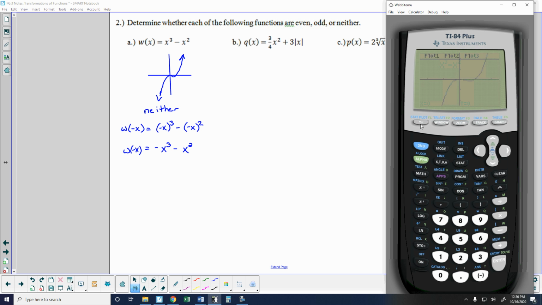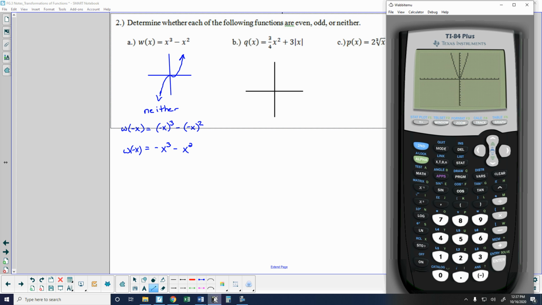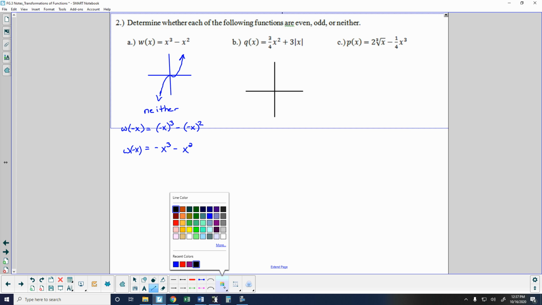Let's go ahead and take a look at number 2, and let's do it graphically first. So I'm going to type in this function, 3/4 x squared plus 3 absolute value of x. And I'm going to go back to the normal window when I graph it. I'm going to sketch out this function. It looks kind of like an absolute value function, kind of like a quadratic function.